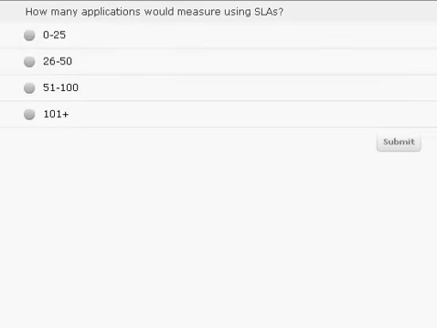It's time for our next poll. How many applications would you measure using SLAs? 0 to 25, 26 to 50, 51 to 100, or more than 100?